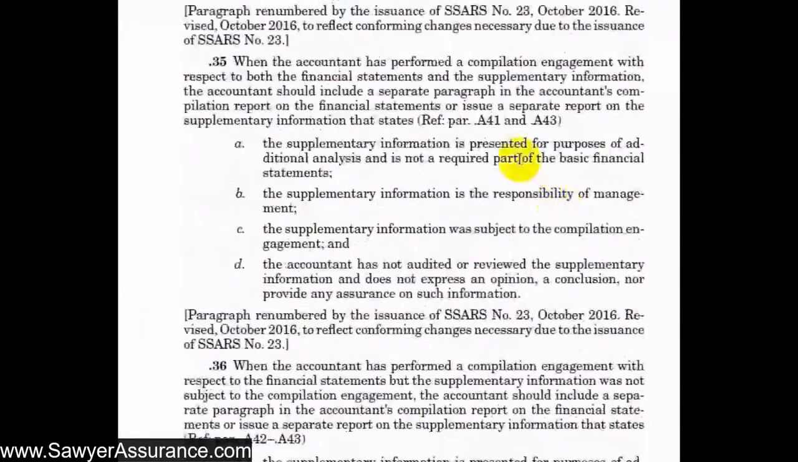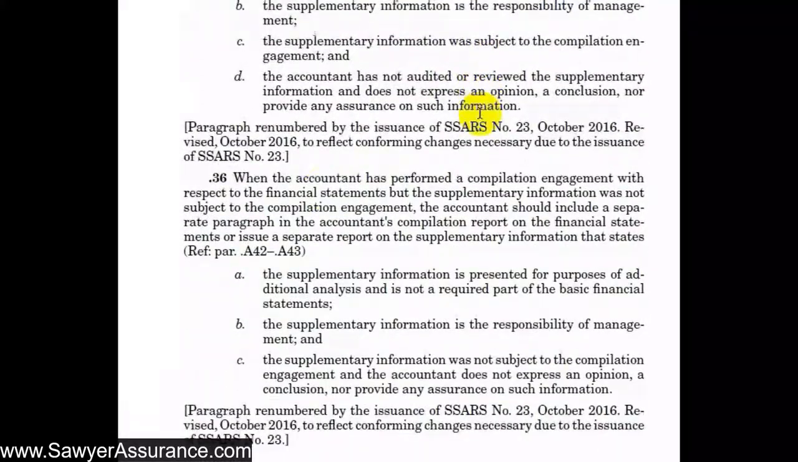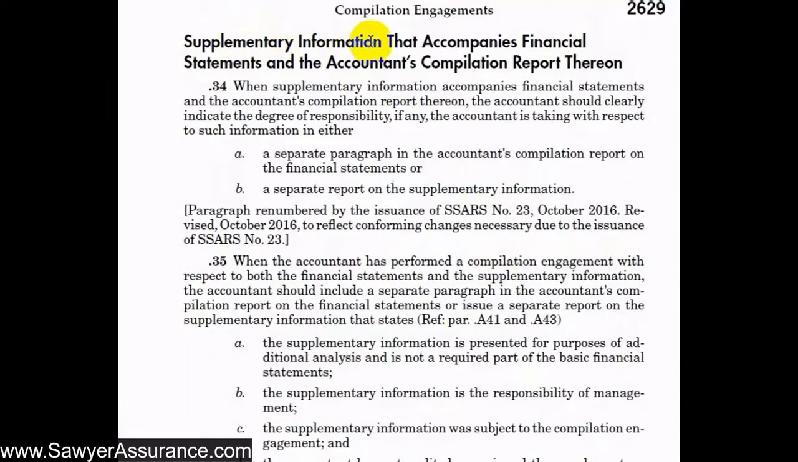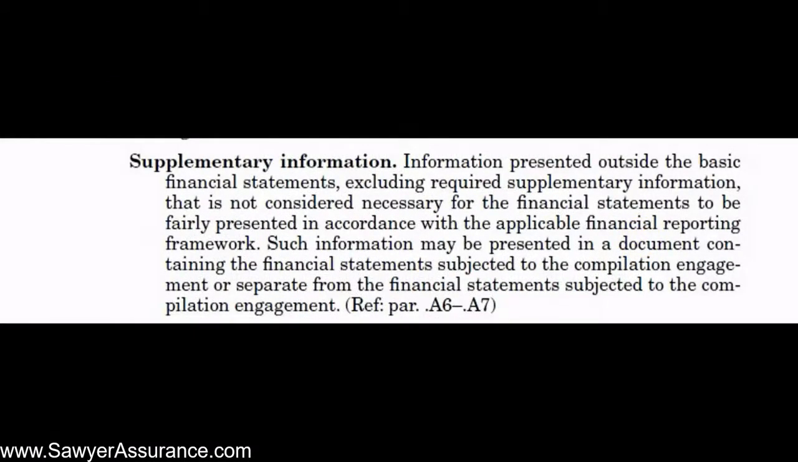So let's take a look at A41 through A43 to get some more information on how to disclose in our accountant's compilation report the situation when there is supplementary information attached to the financial statements. But first, let's get an understanding of what exactly is supplementary information. And so this is information presented outside the basic financial statements, excluding required supplementary information, which we'll talk about in the next video.